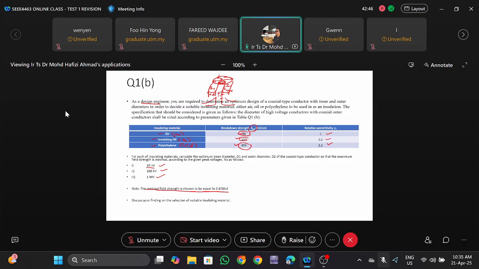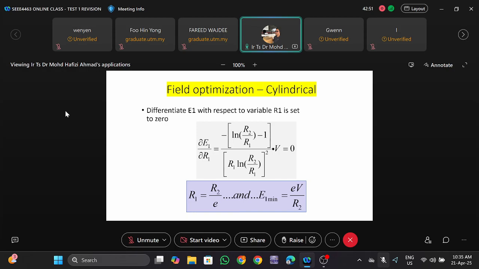So what formula do we need to use? We learned already, so we need to use this formula. When you use this formula, we are going to get our minimum electric field ever. This is the optimization technique that we use. And then this is the outer radius R2. Then we need to convert it into diameters, because we know that R is equal to D over 2.